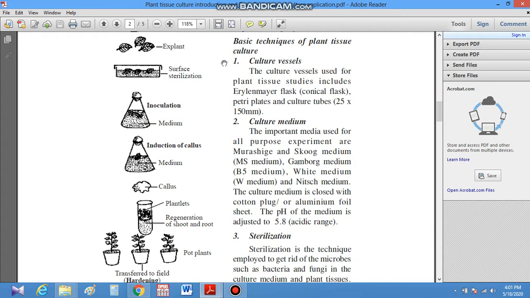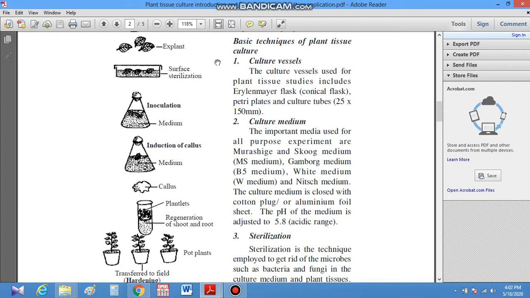First we prepare a suitable nutrient medium. The medium is prepared according to the need of the culture experiment and transferred into a flask, petri plate or culture tubes. It is autoclaved at 121 degree centigrade and 15 pascal pressure for 30 minutes. The hormones and vitamins are sterilized using a membrane filter of about 0.45 micron or less pore size.